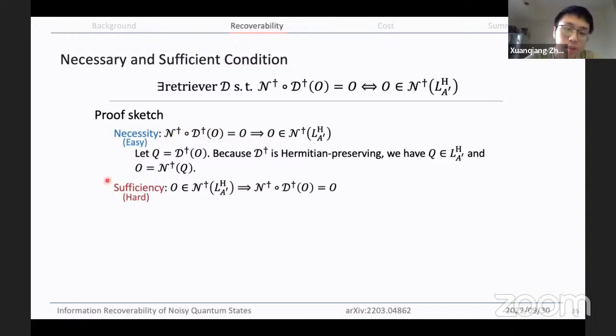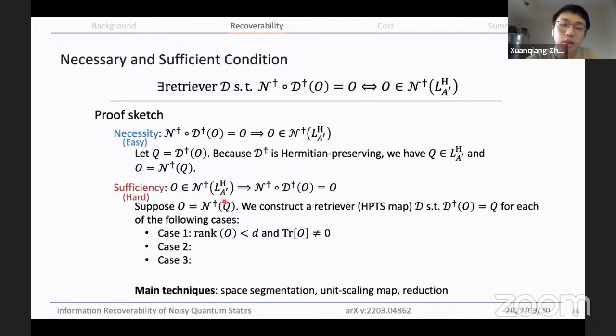The hard part is the sufficiency part. We need to prove that if the observable is in the image of N dagger, then there must exist a Hermitian preserving and trace scaling map D such that this requirement holds. We suppose that there exists an operator Q that evolves into the operator O under the evolution of the map N dagger. And we construct the retriever D such that D dagger maps the observable O back to the observable Q.